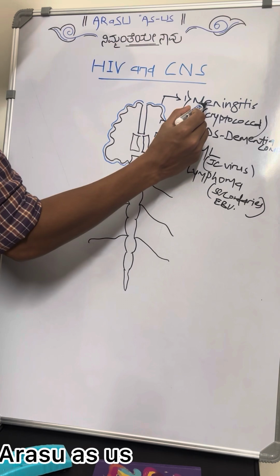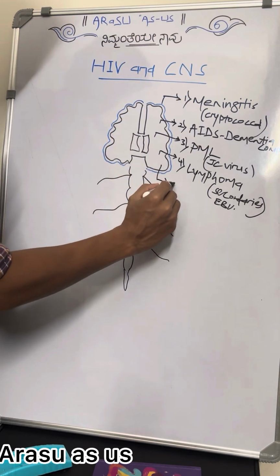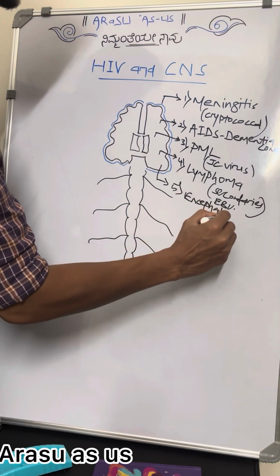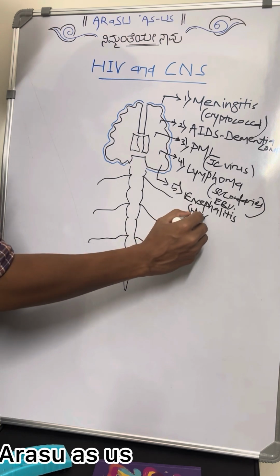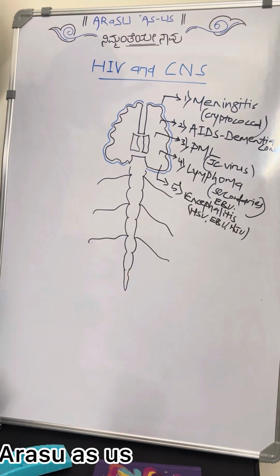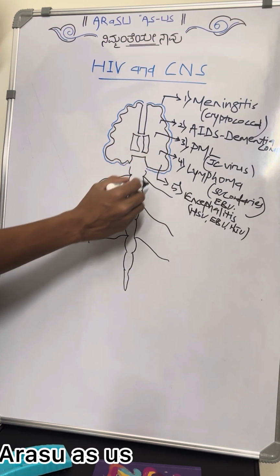And as we discussed meningitis, related to the brain parenchyma, the fifth one is encephalitis. There are various viruses like HSV or Epstein-Barr virus, or HIV itself, the virus itself can cause encephalitis. So these are a few things about the parenchyma.